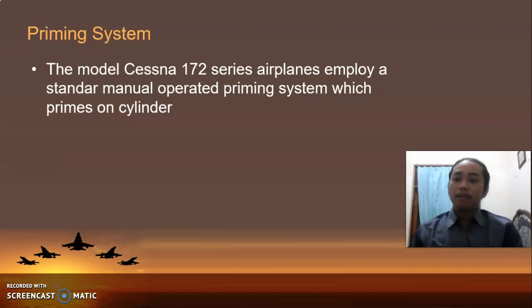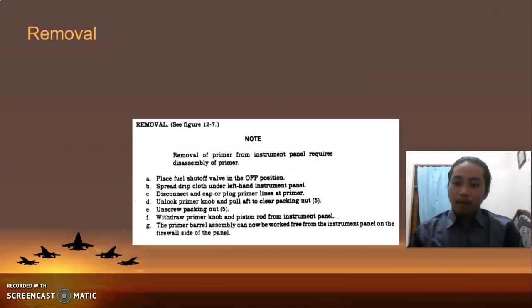Okay, priming system. The model Cessna 172 series airplanes employ a standard manually operated priming system which primes each cylinder. Removal. Note: removal of the primer from the instrument panel requires disassembly of the primer. A. Place fuel shutoff valve in the off position. B. Spread drip cloth under left-hand instrument panel.